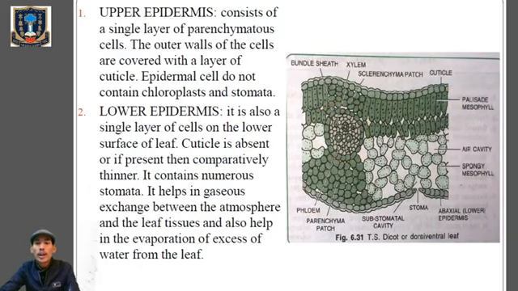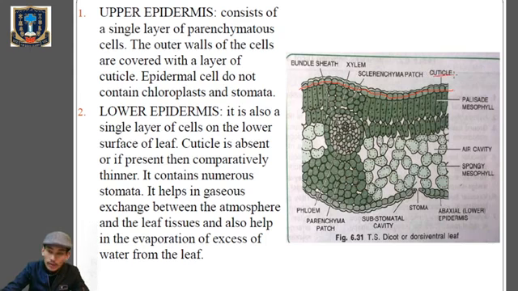Clear? So let's see the structure of the dicotyledonous or dorsiventral leaf. First one, upper epidermis. So we are going to learn about this particular structure, which is called the upper epidermis. This upper epidermis consists of a single layer of parenchymatous cells, that is parenchyma cells. Now the outer wall of these epidermal cells is mainly covered by the cuticle.